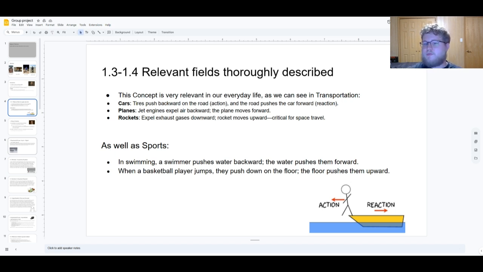So, this concept is very relevant in our everyday life. We can see it in transportation. Cars: the tires push backwards against the road, which is the action, and the road pushes forward on the car, which is the reaction. Planes: the jet engines expel air backwards and the plane moves forward. And with rockets, the rockets expel exhaust gases downwards and the rocket moves upwards. This is critical for space travel, by the way. And as for sports, in swimming, a swimmer pushes water backwards and the water pushes them forwards. And when a basketball player jumps, they push down on the floor and the floor pushes them upwards.